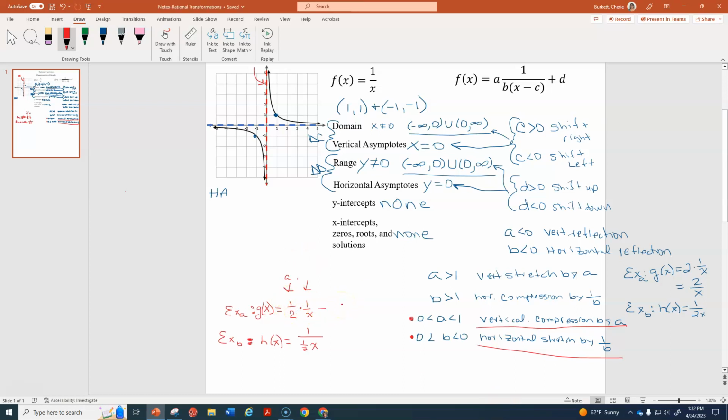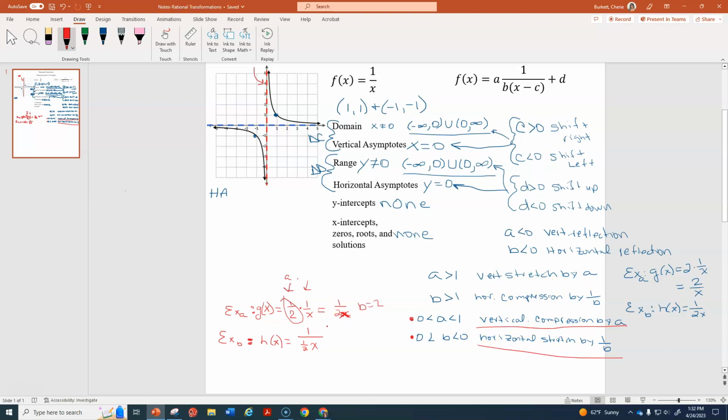When we simplify that, it ends up looking like top times top, 1 times 1 is 1, 2 times x is 2x. So what started off as A is 1/2 ended up looking like B = 2. So that's why when A is a fraction, you get a vertical compression. That looks the same as when B is 2, you get a horizontal compression. So those two, you can't tell the difference between them. Same thing is happening over here with this one.